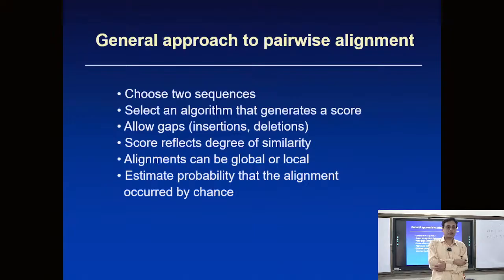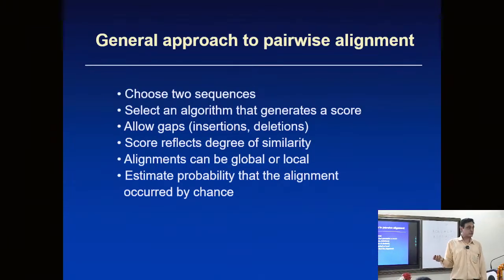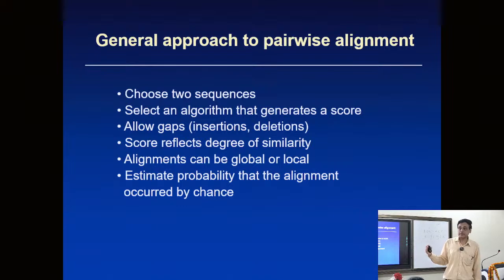You would want to allow insertions because in the course of evolution, insertions or deletions can happen. These are represented by gaps. We will see in a moment. So you would want to insert gaps in the alignment, and those gaps represent insertions or deletions. A score, of course, is similarity. A score reflects the level of similarity between sequences.